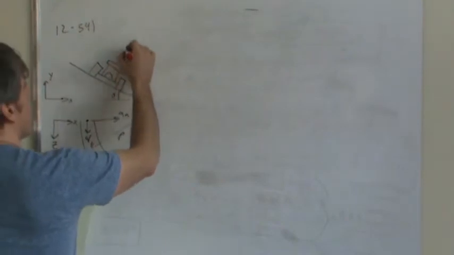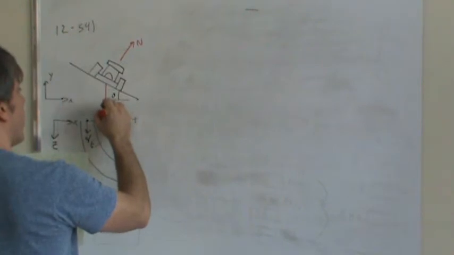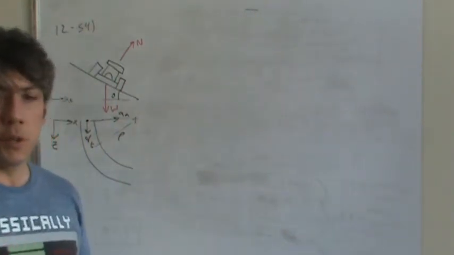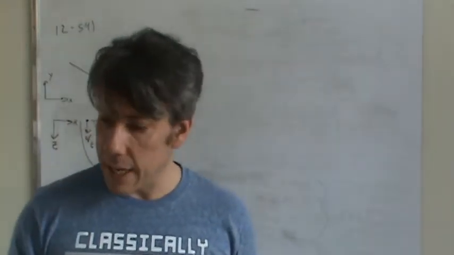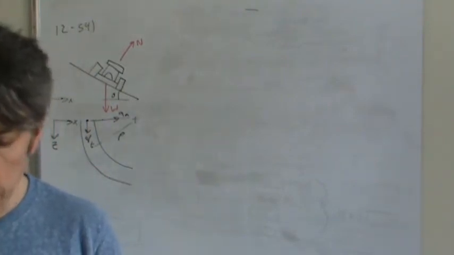Let me change colors, and I will draw the forces acting on this car. At this moment in time, there's of course a normal force in this direction, and there is a weight force that's acting directly down, I guess that would be the negative y direction. Now, the initial statement said that the curve has a rated speed of 180 kilometers per hour.